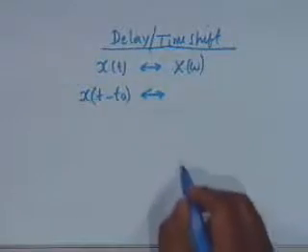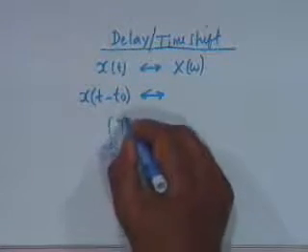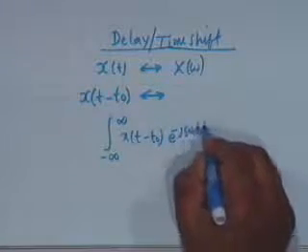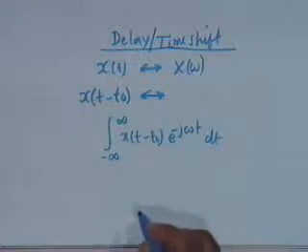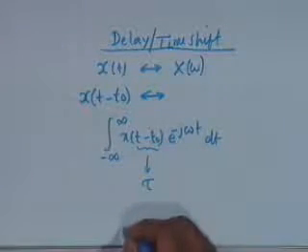That is, if x of t is delayed or time shifted, it could be advanced also. If x of t forms a pair with capital X of omega, then the question is, what is x of t minus t0? What is the Fourier transform of this? From the definition itself, that is, minus infinity to infinity x of t minus t0 e to the minus j omega t dt, you can make a transformation from t minus t0 to, let's say, tau.